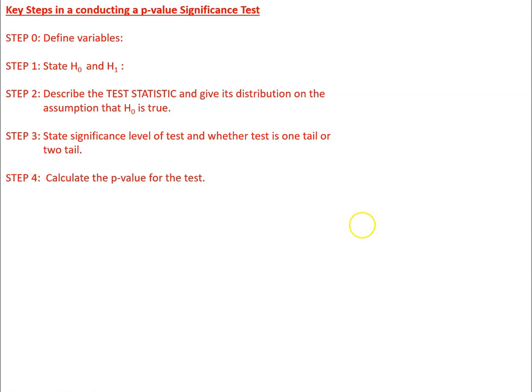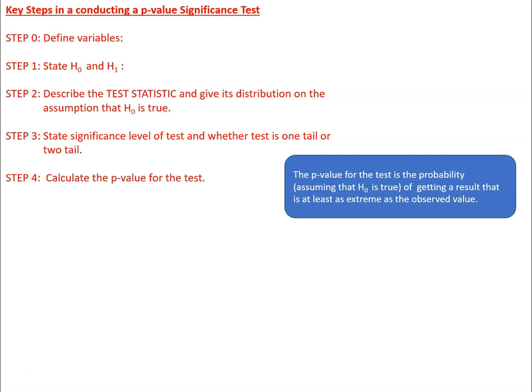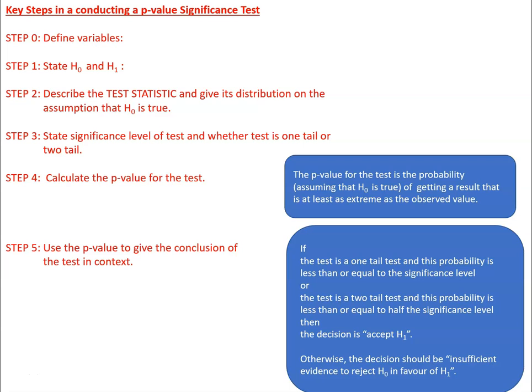And the p-value for the test is simply the probability, assuming that the null hypothesis is true, of getting a result that is at least as extreme as the observed value. Once the p-value has been calculated, we use it to give the conclusion to the test in context. Now, if the test is a one-tail test and the p-value that we've just calculated is less than or equal to the significance level, then the decision is to accept the alternative hypothesis.